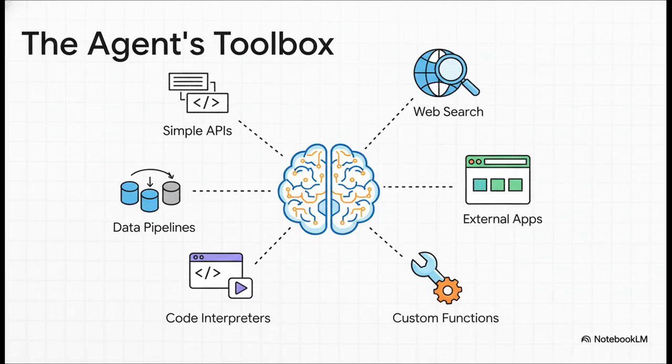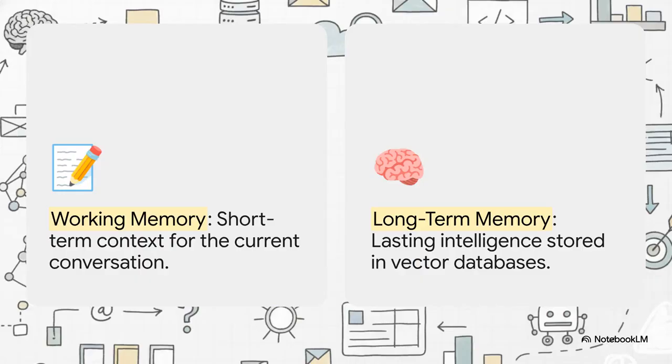It's not just processing text anymore, it's actually booking a flight or running code to analyze data. And an agent needs two kinds of memory to be effective. First, there's working memory. Think of it like a sticky note on your monitor. It's short-term, just remembering the context of the current task.